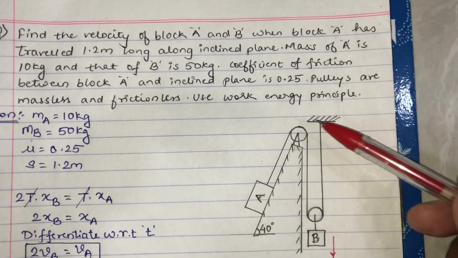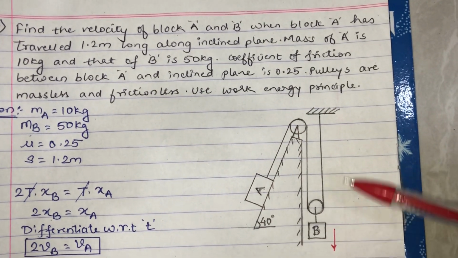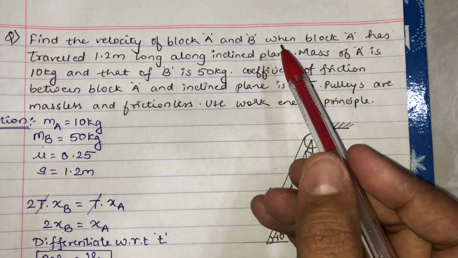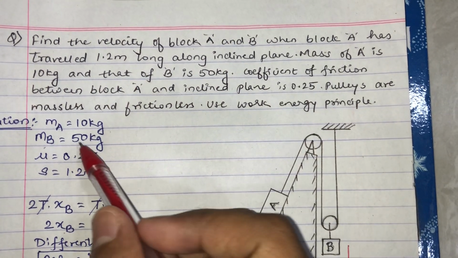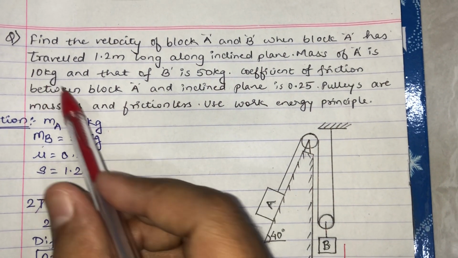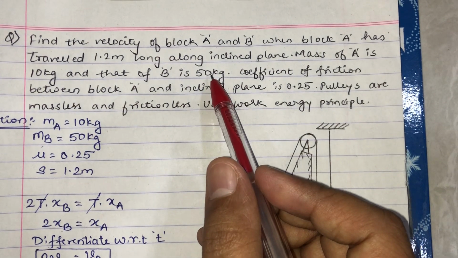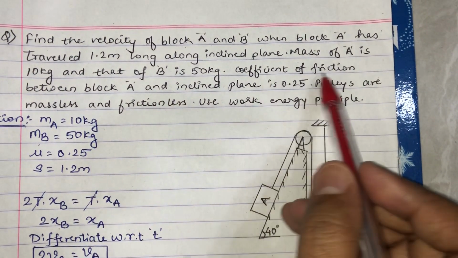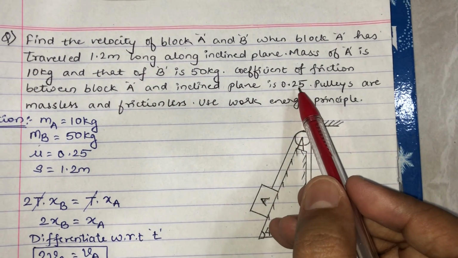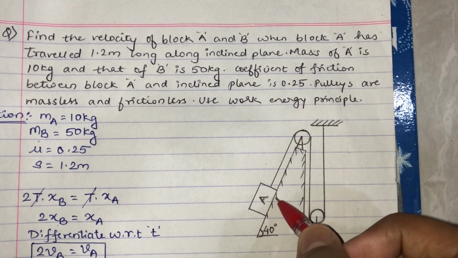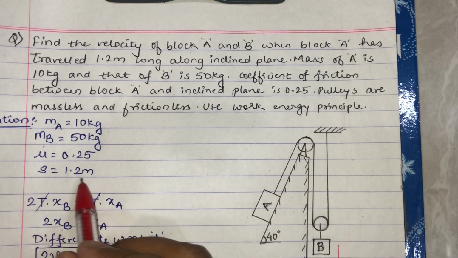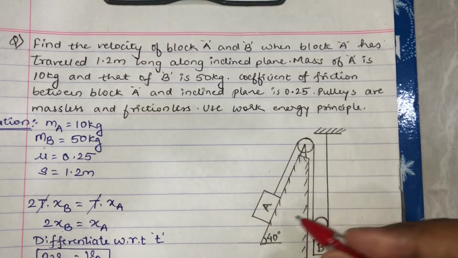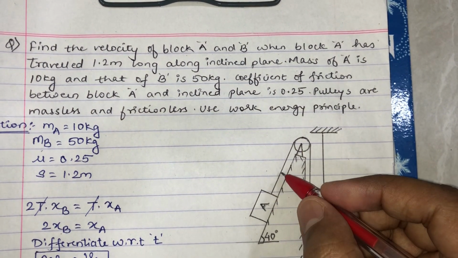Now the question is given with a diagram in black color. Let's look at the question, and then we can put down the data. The mass of A is 10 kg, which is mentioned. Mass of B is 50 kg, which is mentioned here. Mu equals 0.25, which is the coefficient of friction between block A and the inclined plane, between these two. Similarly, S equals 1.2 meter. Block A is traveling 1.2 meter, which means block A is traveling 1.2 above.